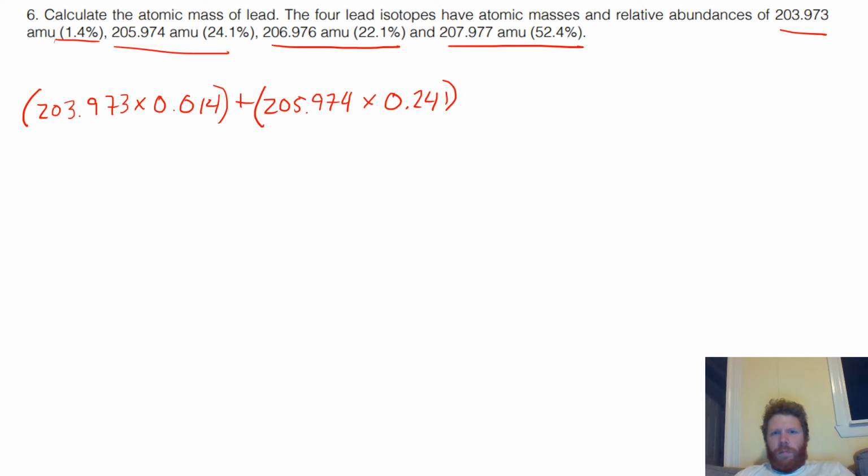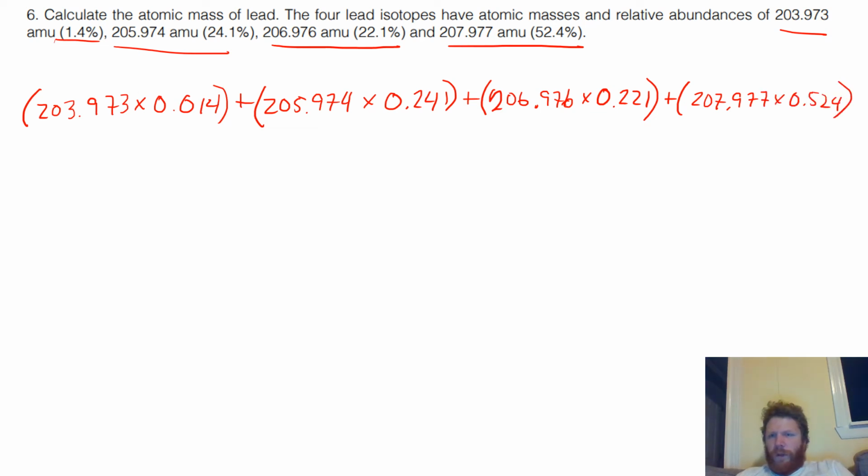plus 206.976 times 0.221 plus 207.977 times 0.524. Now each one of these numbers, or well, actually what we can do is just plug all this in.